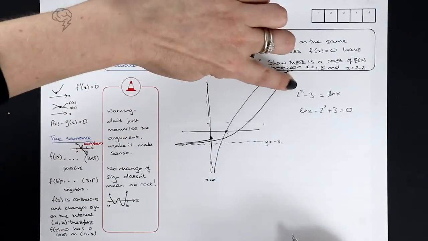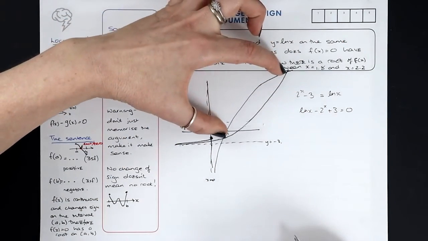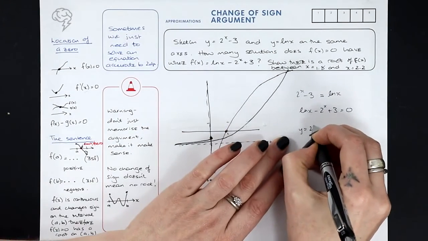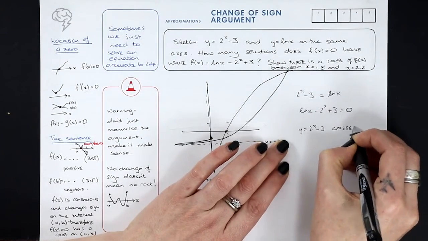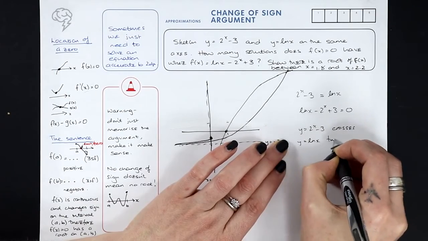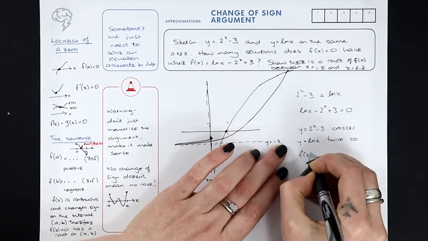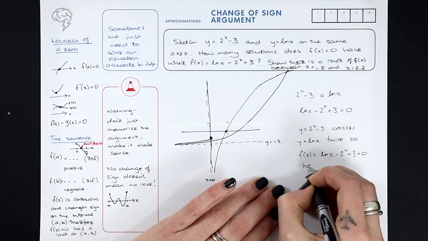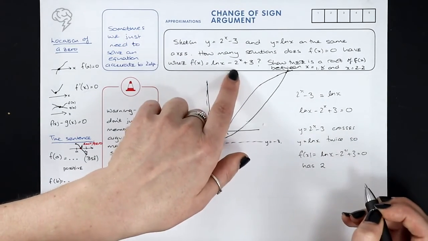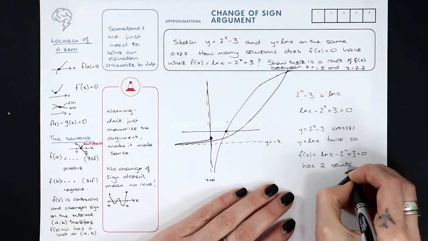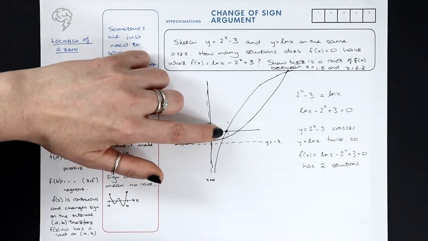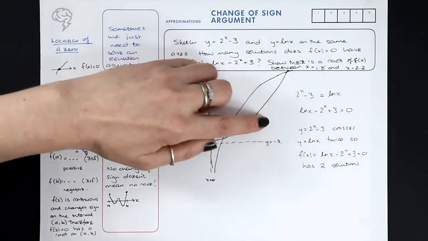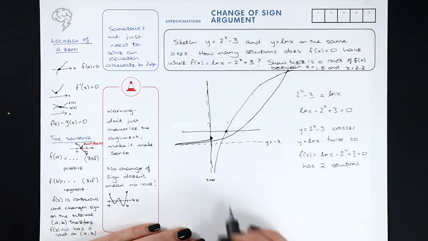And this graph crosses this graph twice. So y equals 2 to the x minus 3 crosses y equals ln x twice. So f of x, which is one minus the other, has two roots, two solutions. One of them is a bit less than 1, and the other one is really quite big. So 2.2 we're going to start with.